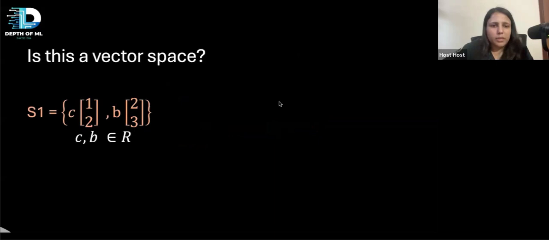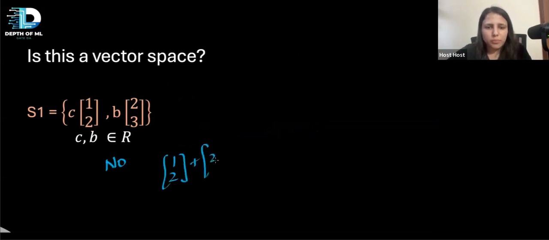Okay. Now tell me, is this a vector space? We actually already saw it, but let's see it again in terms of vector space. You didn't know the vector space. Right? So this is not a vector space because if I do (1, 2) plus (2, 3), which is equal to (3, 5), that does not belong to S1. Right? So not a vector space.